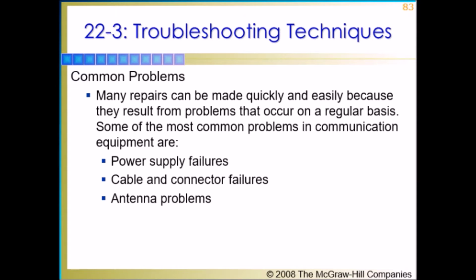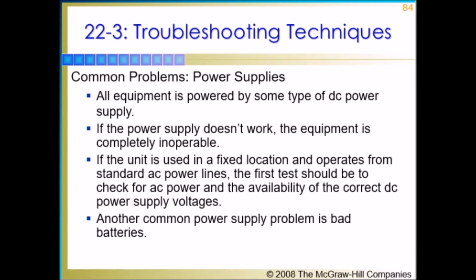Common problems. Many repairs can be made quickly and easily because they result from problems that occur on a regular basis. Some of the most common problems in communication equipment are power supply failures, cable and connector failures, and antenna trouble. Power supplies. All equipment is powered by some type of DC power supply. If the power supply doesn't work, the equipment is completely inoperable. Therefore, one of the first things you should do is to check that the power supply is working.